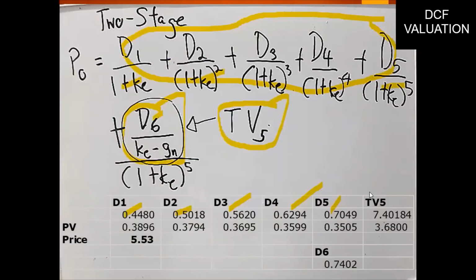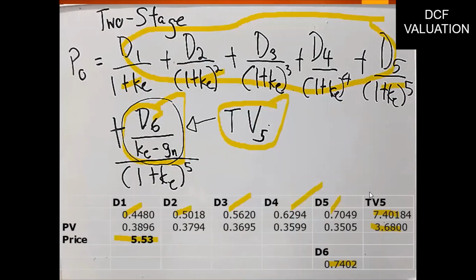So D6 is 0.7402, or 74.02 cents, divided by our cost of equity minus the 5% growth rate. We get the terminal value at time 5, 7.4. Then we discount it to the present, dividing by 1 plus the cost of equity raised to the 5. That gives us 3.68. So adding all present values, our estimated intrinsic price is 5.53.